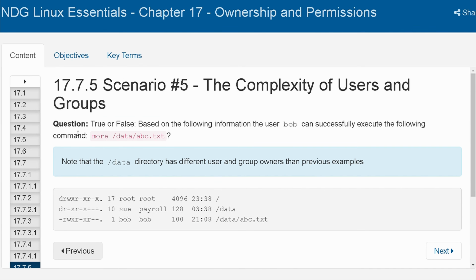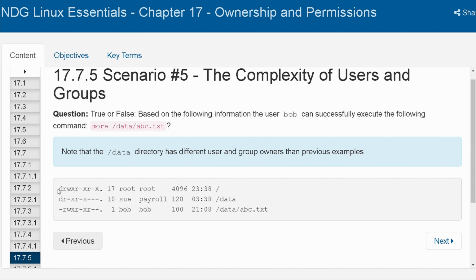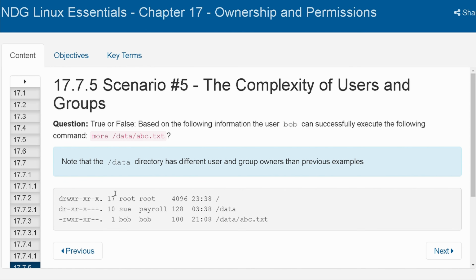In 17.7.5 scenario 5, we are told true or false. Based on the following information, the user Bob can successfully execute the following command, more /data/abc.text. So when we look at the script that we are given, we first need to look at the world permissions because we're given root and root. So we need the world to get into our actual directory.